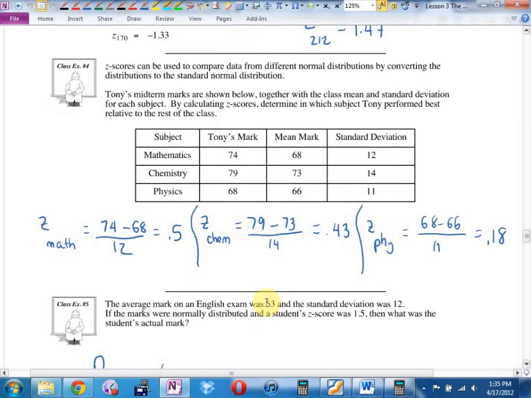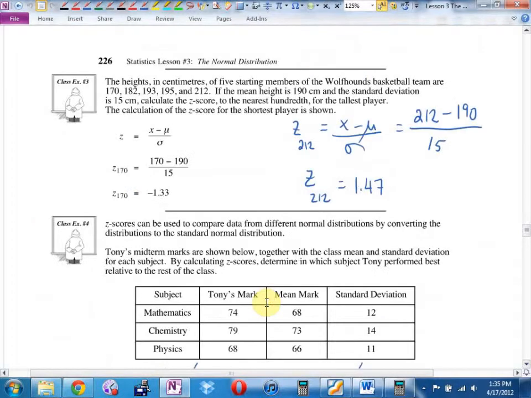So let's continue where we left off from last day. We're on page 226. This is our z-score calculation equation, where we know what some of this means.